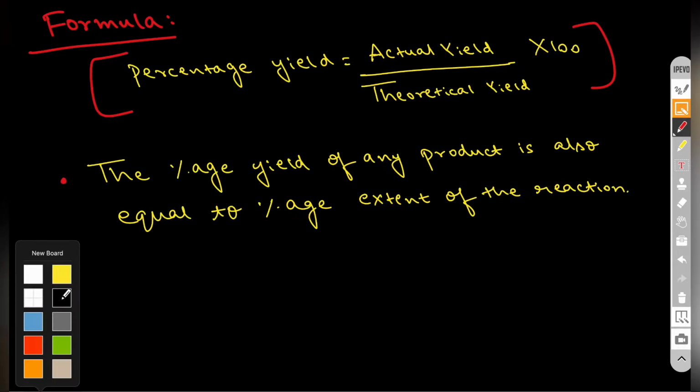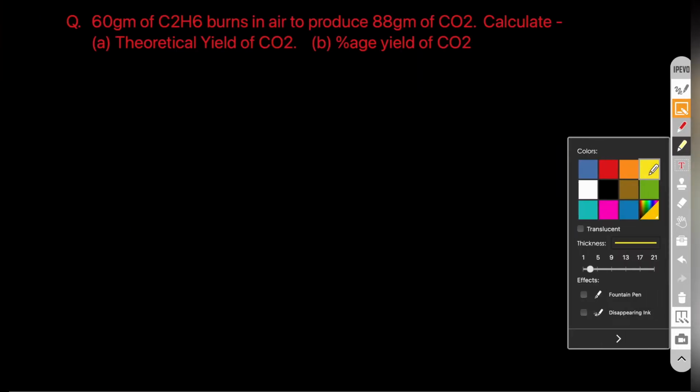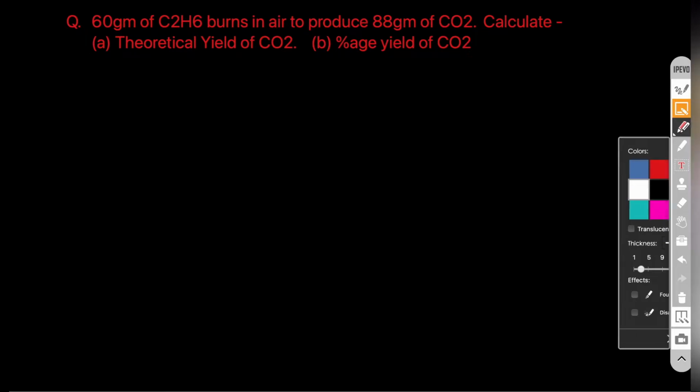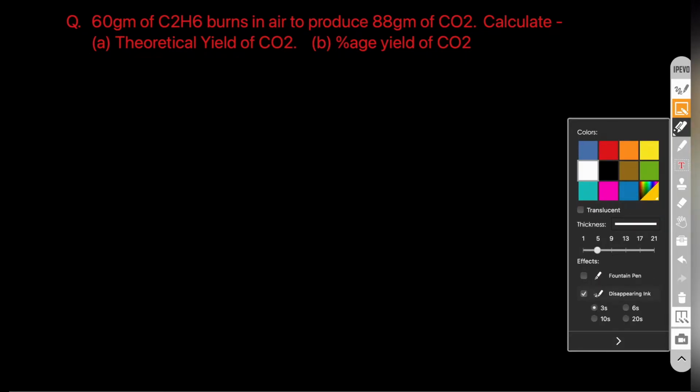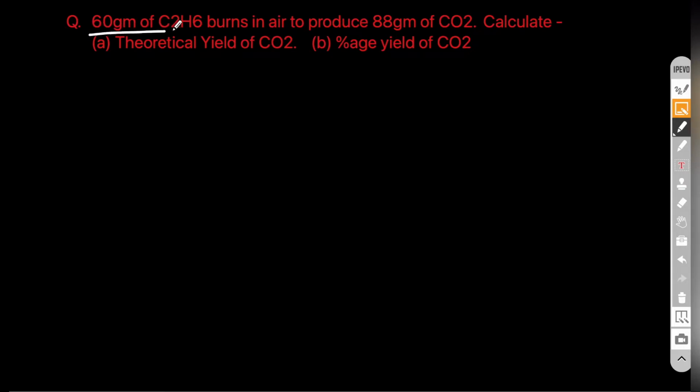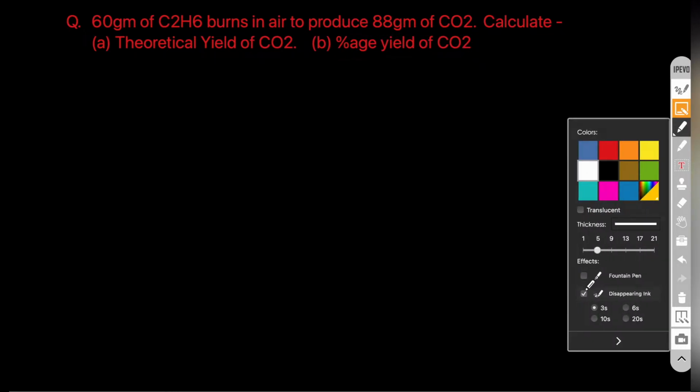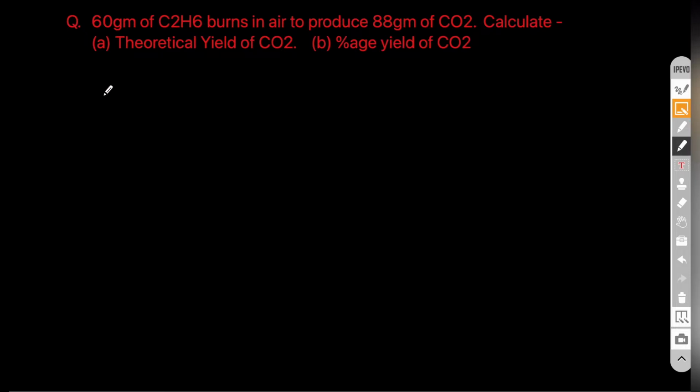Now further we'll solve a problem. Here, 60 gram of C2H6 burns in air to produce 88 gram of CO2. Calculate theoretical yield of CO2 and percentage yield of CO2. Pause the video and solve by yourself. Now we'll solve it here.